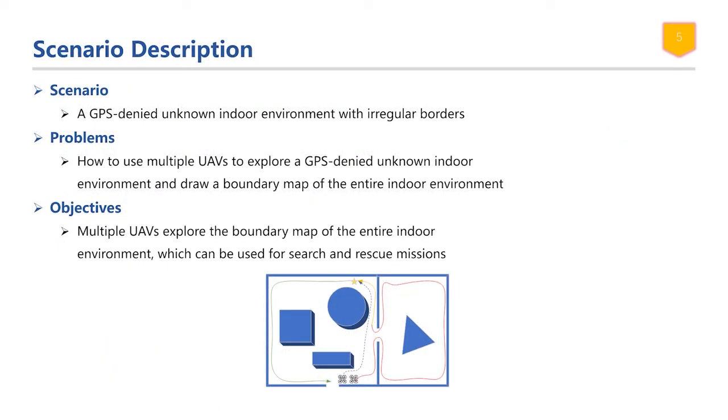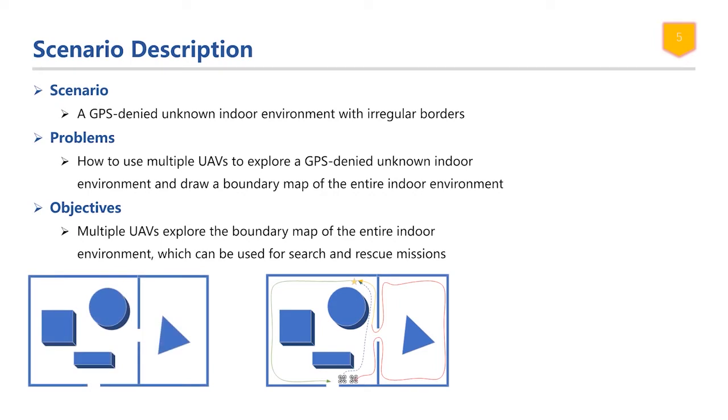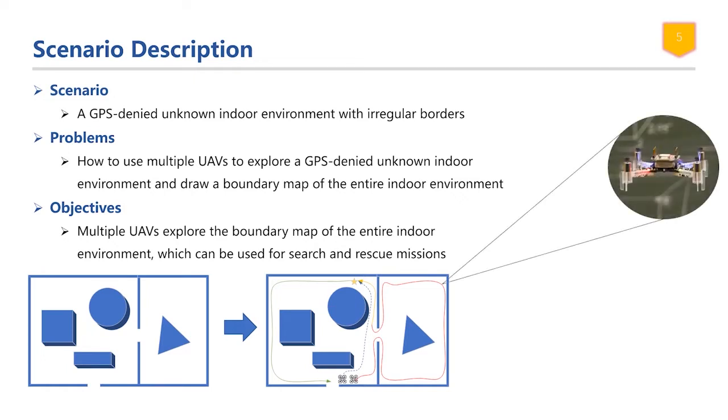Therefore, this is a scenario description of the research content. The scenario is a GPS-denied unknown indoor environment with irregular borders. And the problem is how to use multi-type UAVs to explore a GPS-denied unknown environment and draw a boundary map of the entire indoor environment.